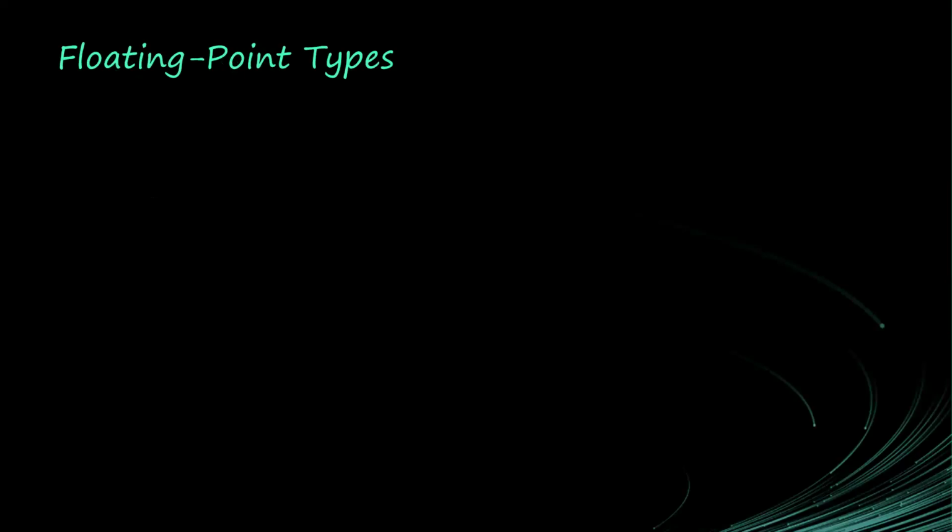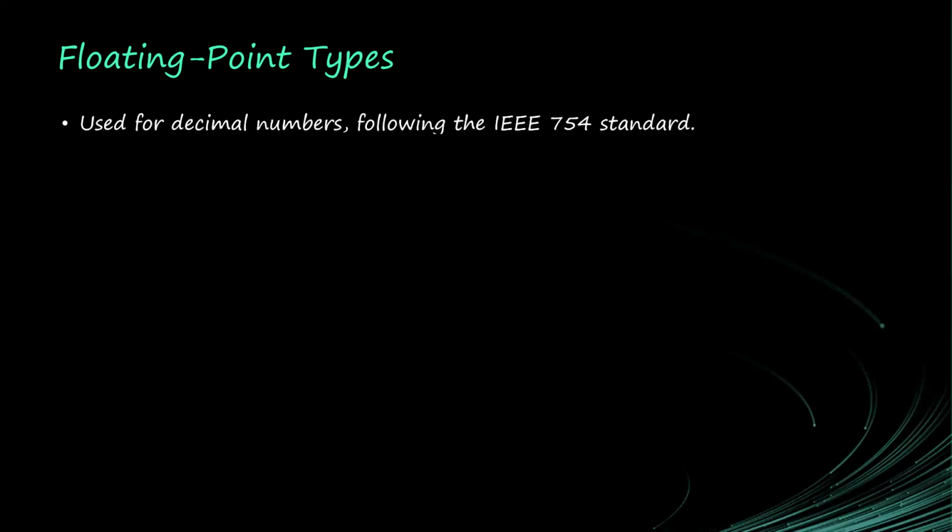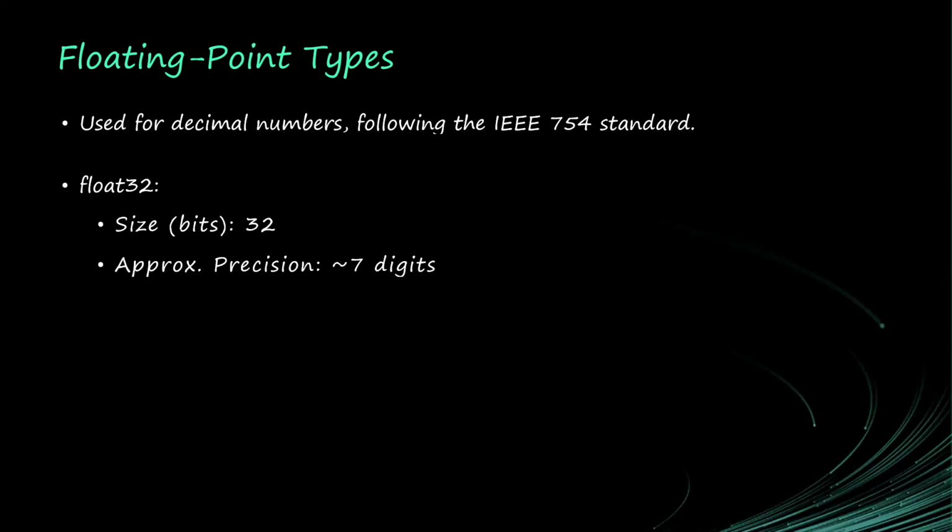Now we also have the floating point type. Don't worry, we'll also talk more about floating point. It is used for decimal numbers, numbers that have decimal points. We have two types, float32 and float64. Float32 uses 32 bits to store this float, and it has approximate precision of 7 digits after the decimal point. Float64 uses 64 bits to represent the floating point data.